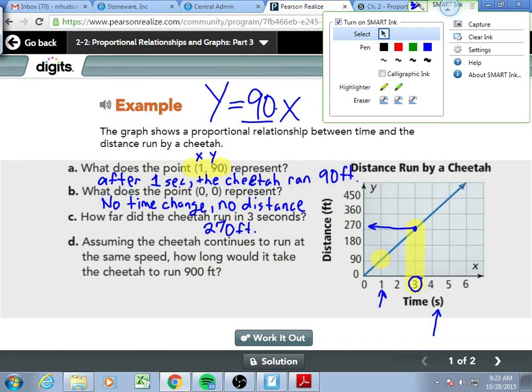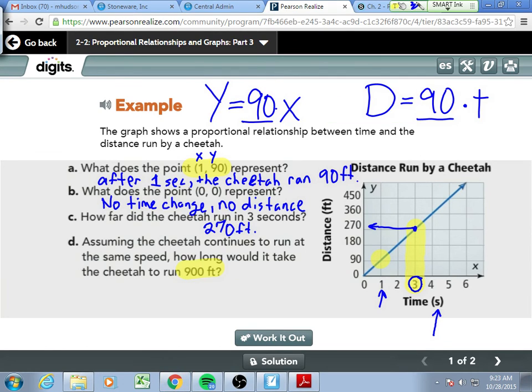So now it asks me 900 feet. Well, if I wanted to set that up in this equation, we could say 900 feet is the distance. That will equal 90 times whatever the time is. Remember, our time is our x value. So what would the time have to be, Layla? 10 seconds. So our time here has to be 10 because 90 times 10 gives me 900. So t would equal 10 seconds.